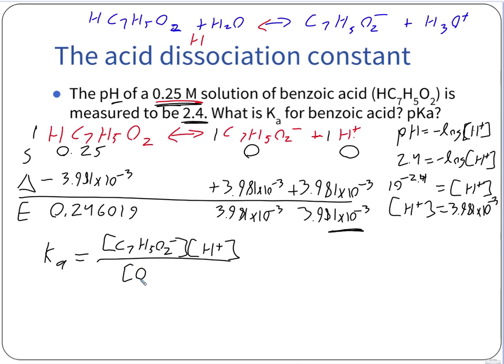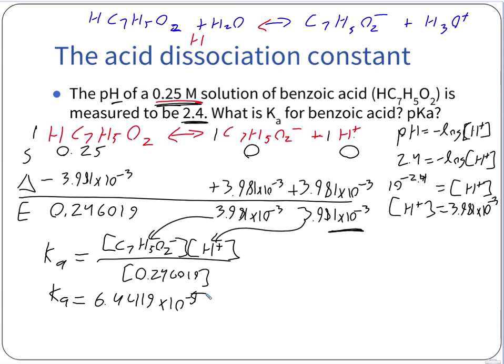going to be, I'll just go ahead and put it in. So it's going to be 0.246019. I'll just draw those in because we know where they're going to go right there. So solving for Ka, when you do this here, so 3.981 times the negative third times 3.981 times the negative third divided by 0.246019 is going to end up equaling 6.4419 times 10 to the negative fifth.